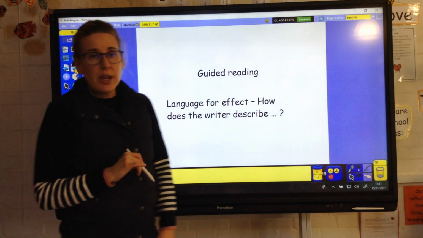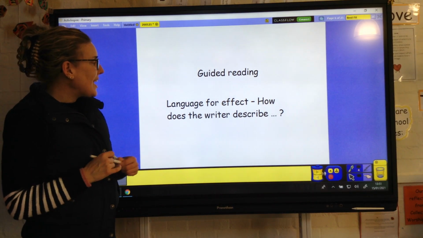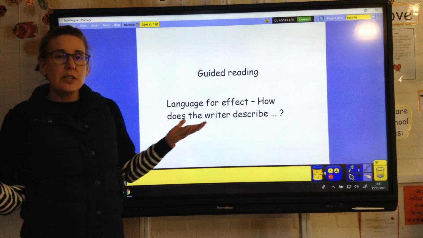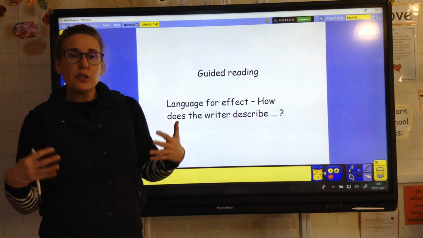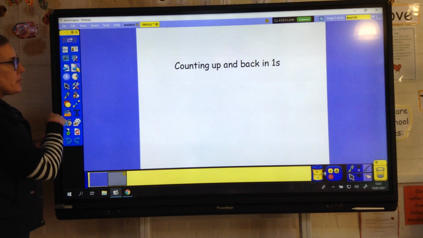Make sure you do some reading, and our comprehension question for this week is using language for effect. How does the writer describe? So when you're reading your book, think about how the writer has described something.